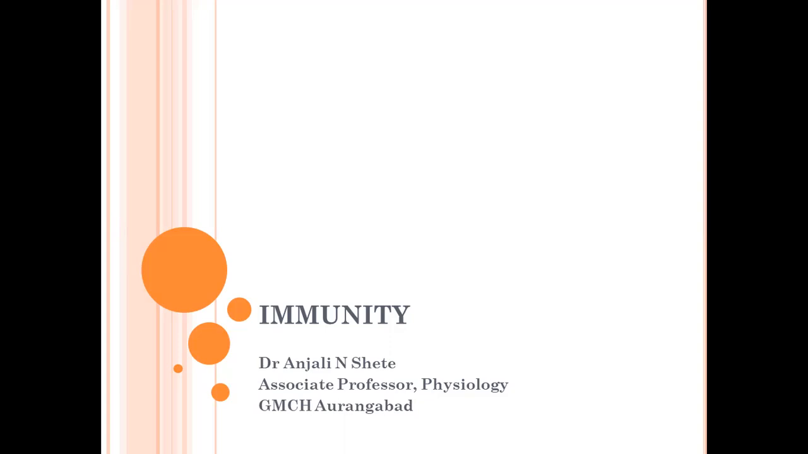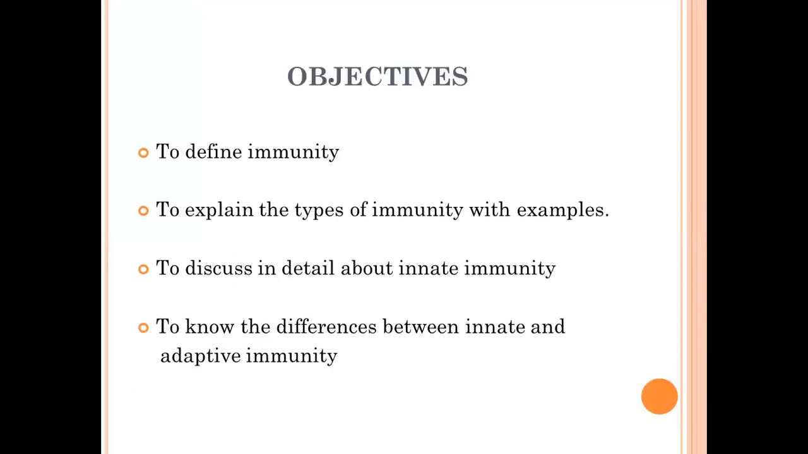So today we are going to discuss this particular topic under these objectives. First, we will try to define immunity. Then, what are the different types or classification of immunity with examples. In detail, we are going to discuss innate immunity. And at the end, we are going to see the differences between innate and adaptive immunity.